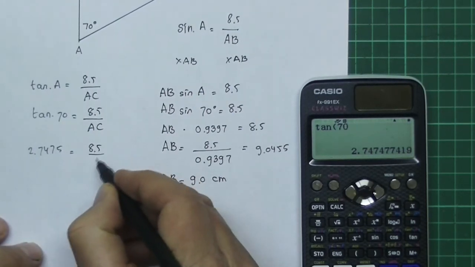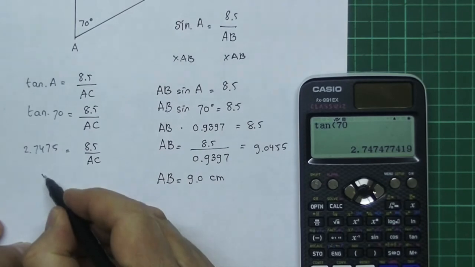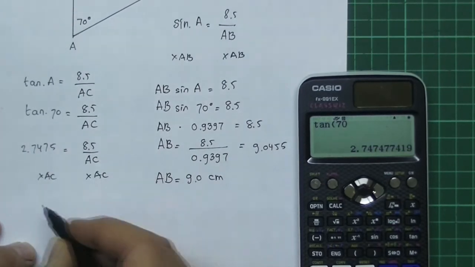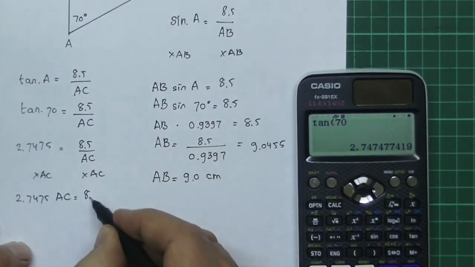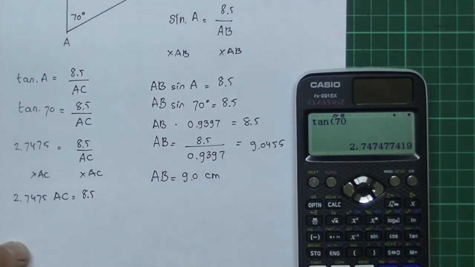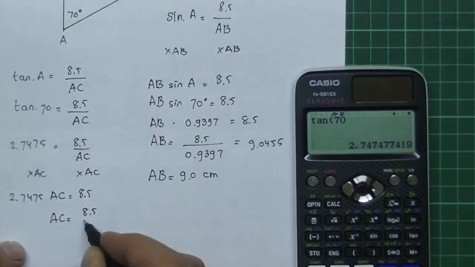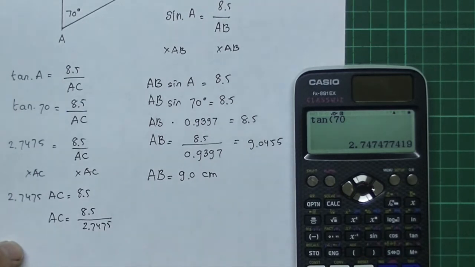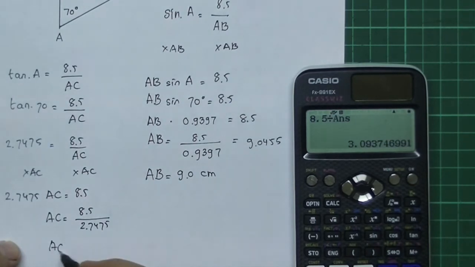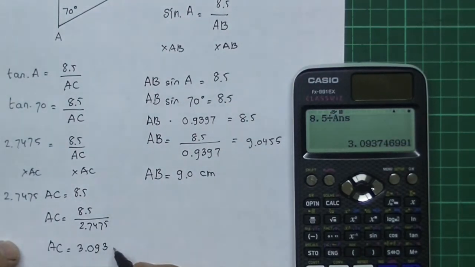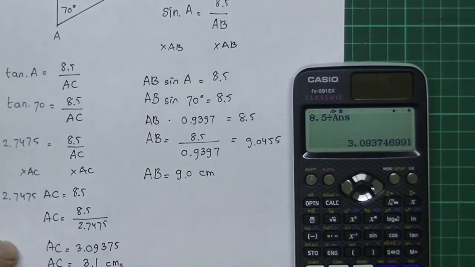Okay, same thing. I have AC as denominator, so I multiply both sides by AC, and then I will get 2.7475 AC equals, AC cancels out, 8.5. Divide both sides by 2.7475, and I will get AC is 8.5 divided by 2.7475. And I do 8.5 divided by the previous answer, and I would get AC equals 3.09375, which is rounded off 3.1 centimeters. Make sure you get your units in place.